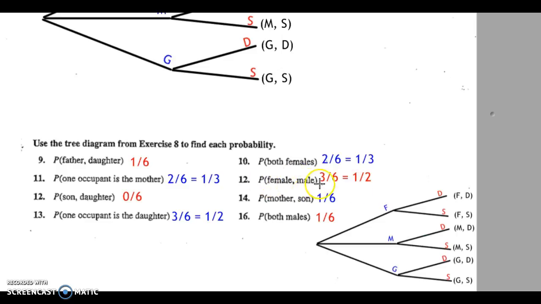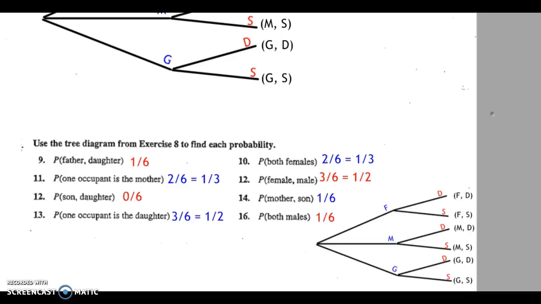For female and male, I was careful to include situations where the first choice was also a male and the second choice was a female. This is saying the probability that one of the people is female and one of the people is male or identifies as male. So the father-daughter counts as female-male, mother-son is female-male, and grandmother-son is female-male. So that's 3 out of 6. Everything else should be fairly self-explanatory.